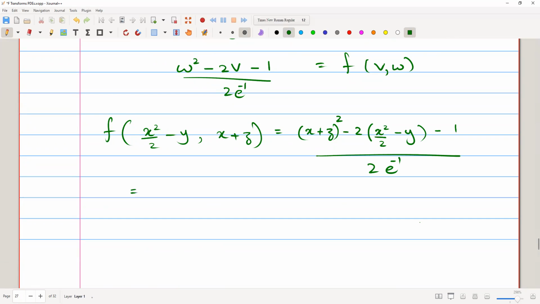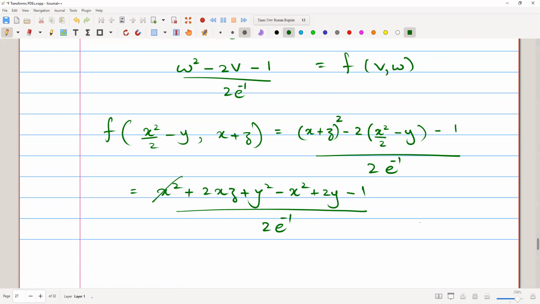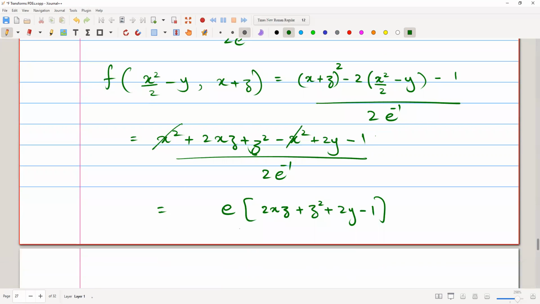So if we simplify this expression, we will get x squared plus 2xz plus y squared minus x squared plus 2y minus 1 divided by 2e to the negative 1. So this x squared cancels, and we will get e times 2xz plus, sorry, this is not y squared. Actually, this is z squared. And then plus 2y minus 1 divided by 2.